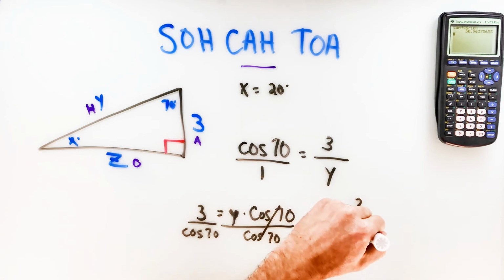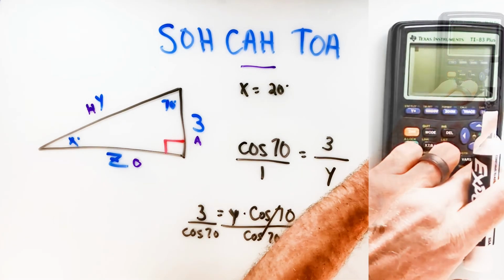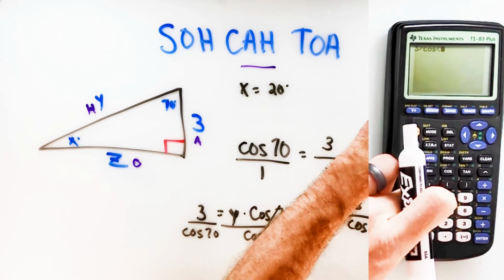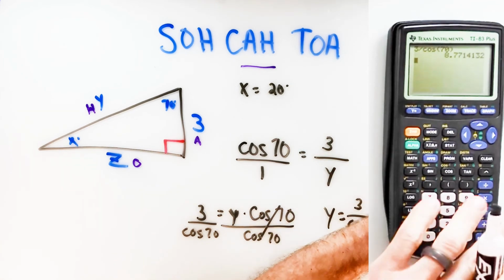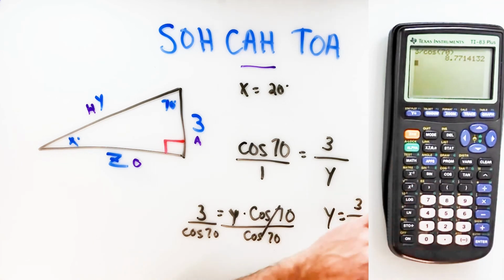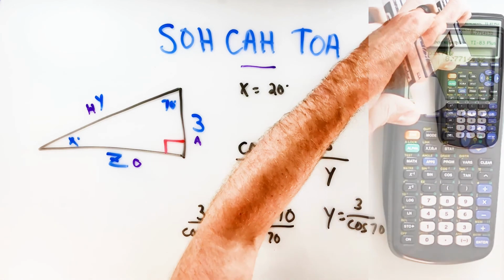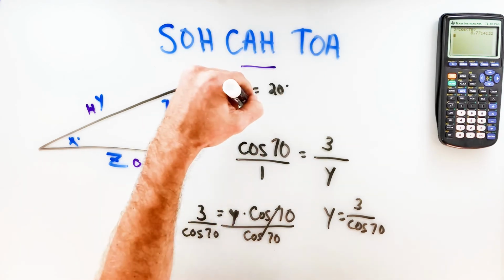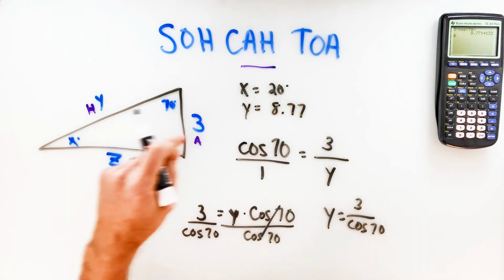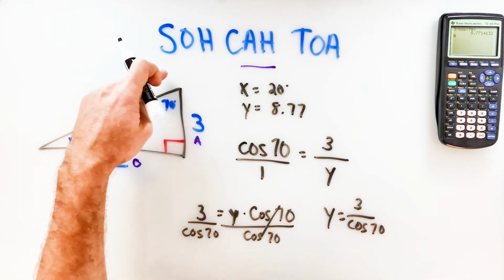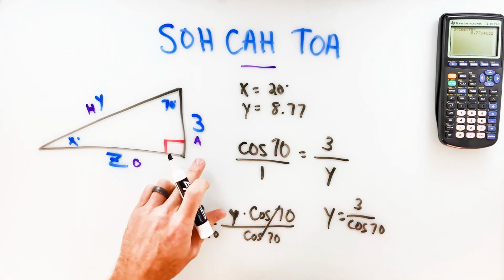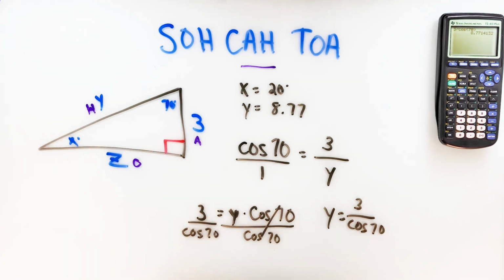3 over cosine 70. So that's what I can type into my calculator. So we can go 3 divided by cosine 70. Okay, 3 divided by cosine 70 is, we'll stick with the hundredths place here, we'll say 8.77. So we've got y equals 8.77. Okay, check for reasonableness here. The shorter leg is 3, 8.77, about 3 times the length. Again, my triangle's not drawn to any type of scale, but just to kind of ballpark it, eyeball it, that makes sense. 8.77 looks good.